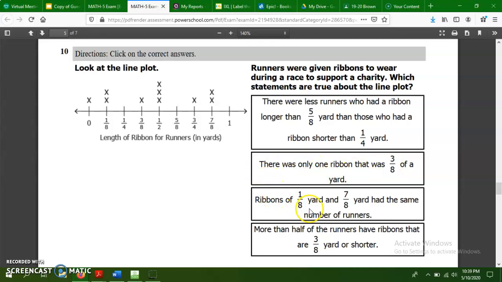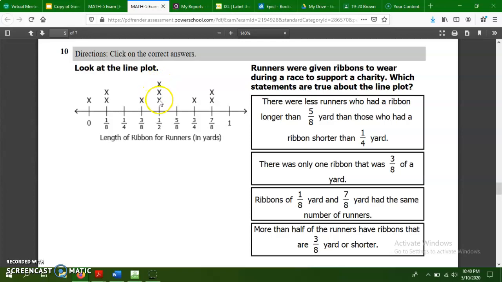Ribbons of 1/8 yard and 7/8 yard had the same number of runners. 1/8 had 1, 2. 7/8 had 1, 2. So there's another correct answer for us. Last but not least, more than half the runners have ribbons that are 3/8 yard or shorter. So 3/8 yard or shorter is the key wording here. So we're going to count 3/8 or shorter. So we're going to go over here and count this person or shorter, which would go this way. So that means there are 4 people who fall into that category, which is not more than half of the runners.